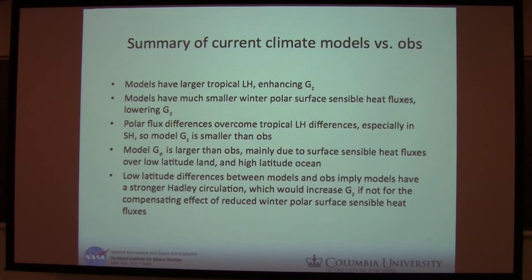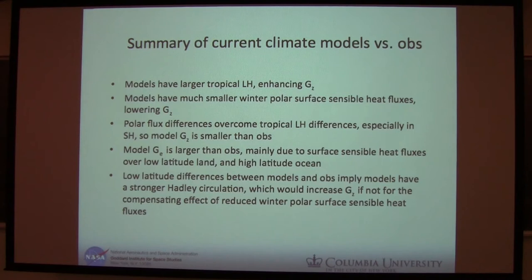So here's a summary of what I've done, looking at current climate model G versus observations. Models have larger tropical latent heating, enhancing GZ production there. They have much smaller winter polar surface sensible heat fluxes, lowering GZ. Polar flux differences overwhelm the tropical latent heating differences, so the model GZ is smaller than observed GZ.